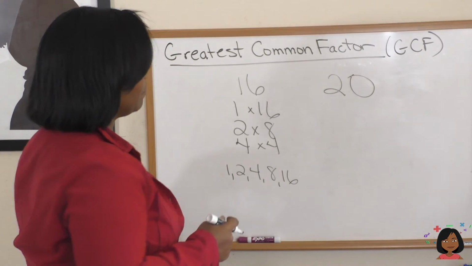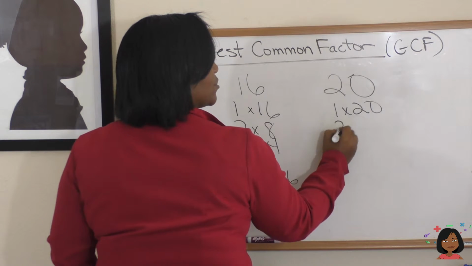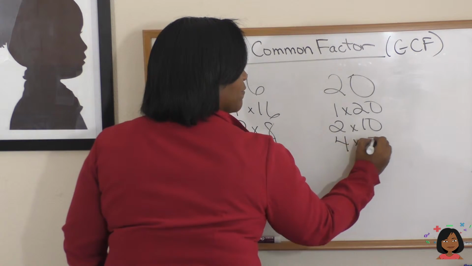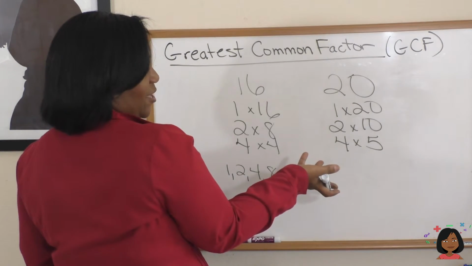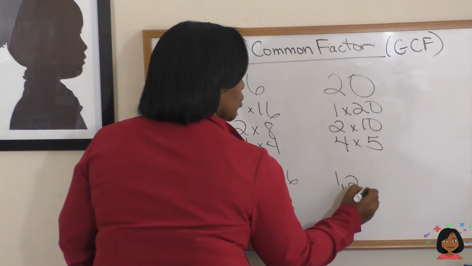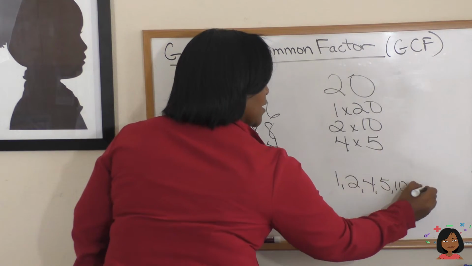Let's go over to 20. We've got 1 and 20. We have 2 and 10. We have 4 and 5. Anything else? I can't think of anything else that goes into both. So let's write them down. 1, 2, 4, 5, 10, and 20.